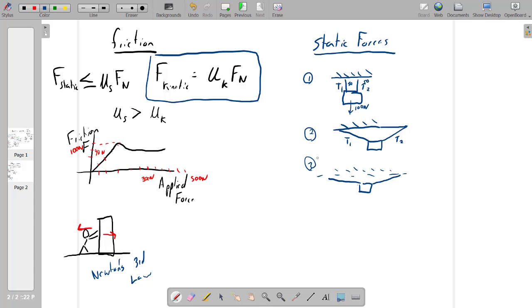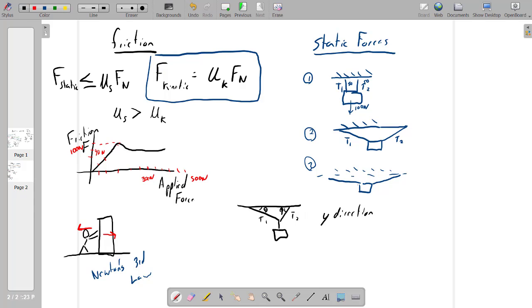So this is how you would do a scenario like this. Let's say that we have this scenario. Let's give this an angle, say that one's phi and this one's theta. So two different angles here, and we have T1 and we have T2. Now I'm going to break this up into the y direction.